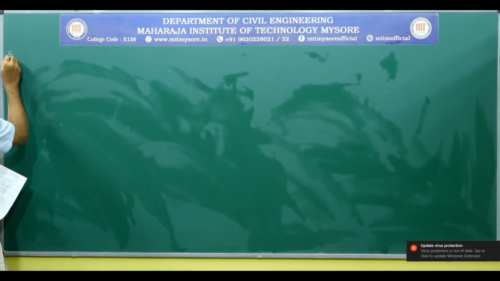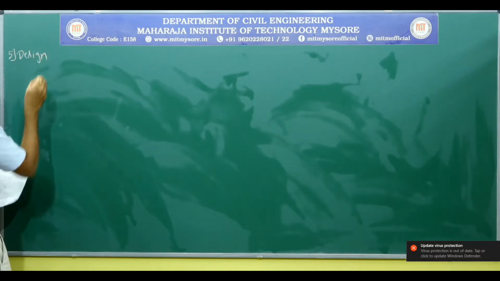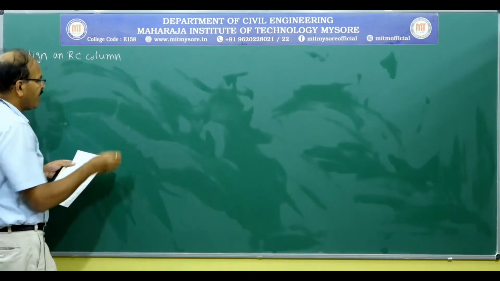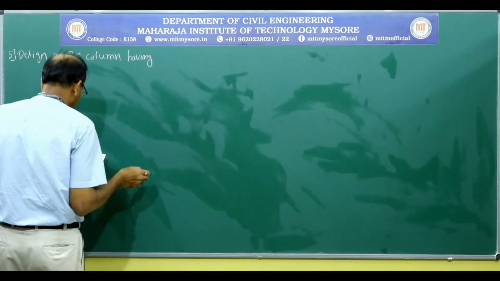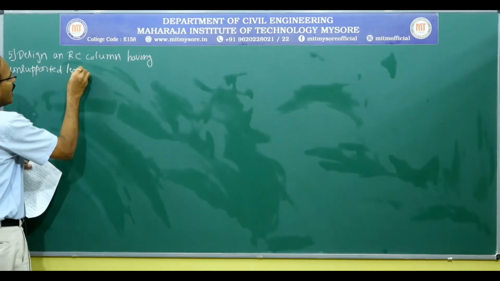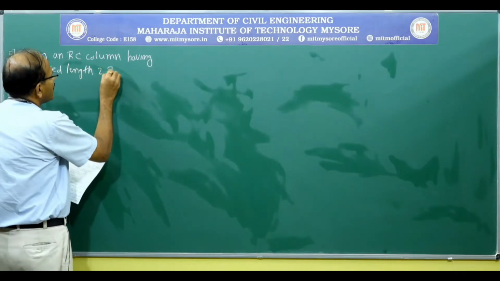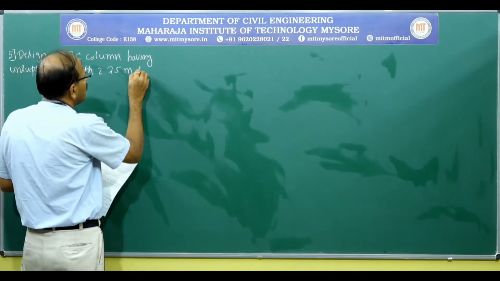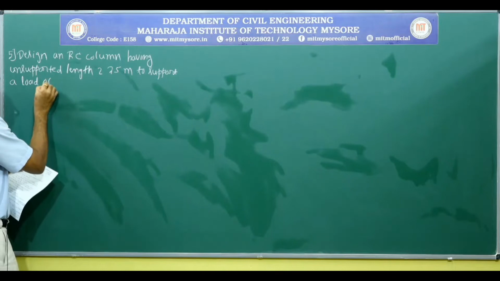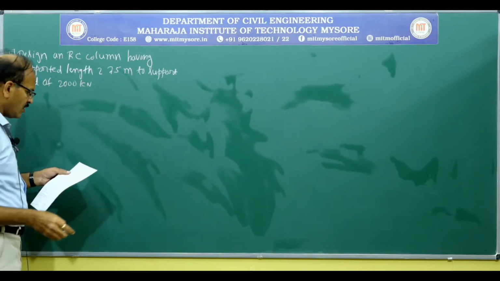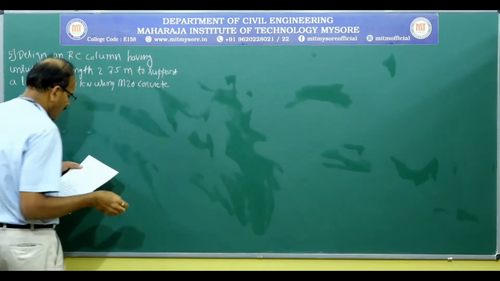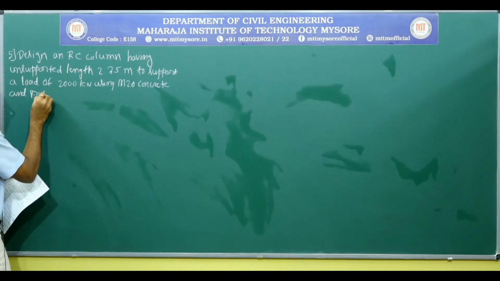Design an RC column having unsupported length 2.75 meter to support a load of 2000 kilonewton using M20 concrete and Fe 415 steel.